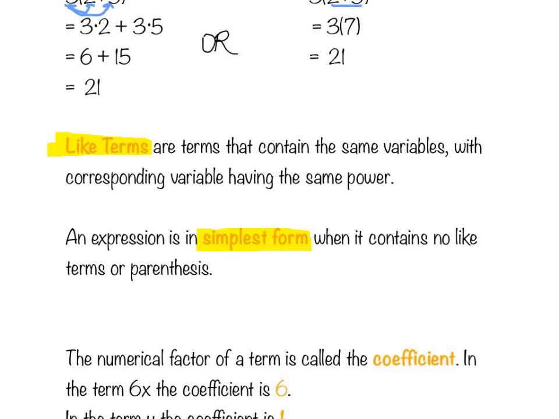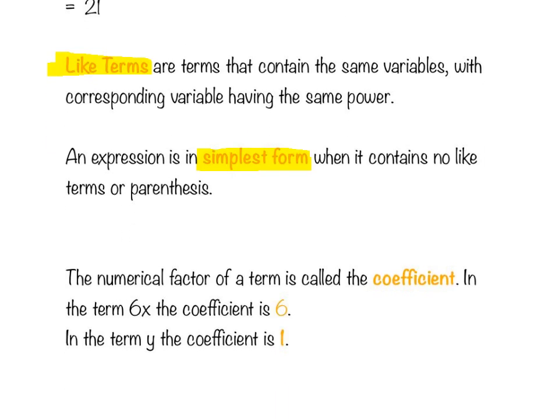Here's another definition you need to know. Coefficient. The coefficient in a term is the numerical part. The numerical factor of a term is called the coefficient or numerical coefficient. So for example, in the term 6x, the coefficient is 6. In the term y, the coefficient is 1. Every variable term has a numerical coefficient.